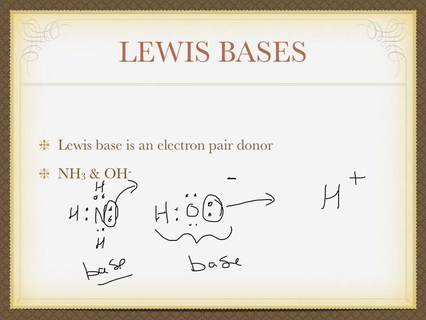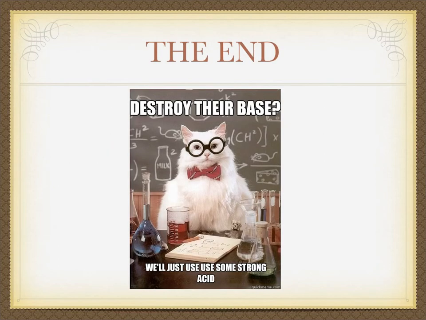That's really about all you need to know about Lewis acids and bases. Know that they deal with electron pairs. Bases are electron pair donors. Acids are electron pair acceptors. And there you have it. The end.